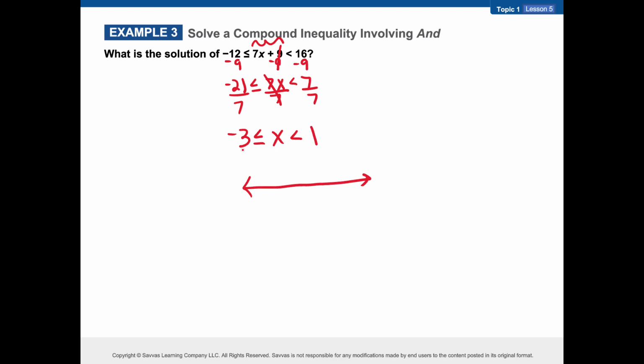If you did this correctly, the number on the left should be smaller than the one on the right. Negative 3 has an equal sign, it has a closed circle. 1 has an open circle. Negative 3 is smaller than 0, that would be to the right. 0 is less than 1, that would be shaded to the left. So ands should be shaded always 99.9% of the time in the middle.